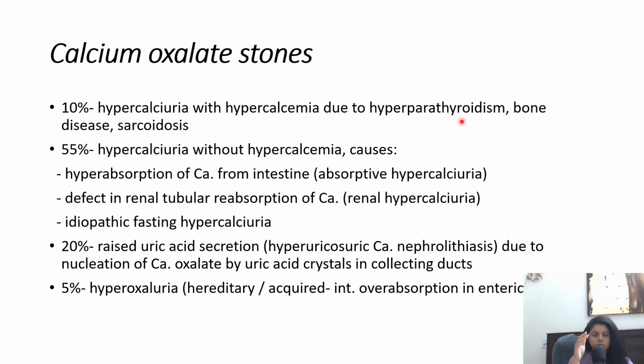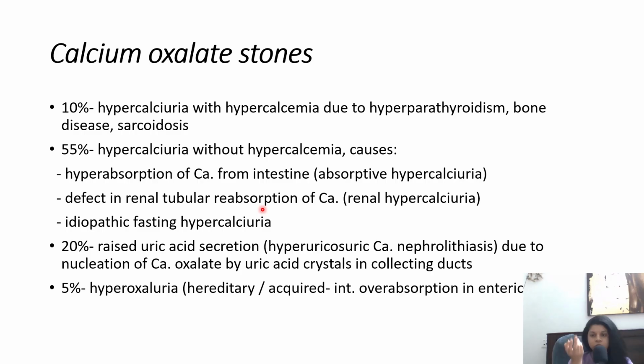Then sarcoidosis also. Then in 55% of the cases there is hypercalciuria without hypercalcemia. Okay, calcium in the blood is not increased, but calcium is increased in the urine. Then you have to know how calcium metabolism occurs in our body. First is absorption. Calcium is absorbed from the intestine and it is reabsorbed from the kidney also. Okay, before passing through the urine, the calcium is reabsorbed for the bodily needs.